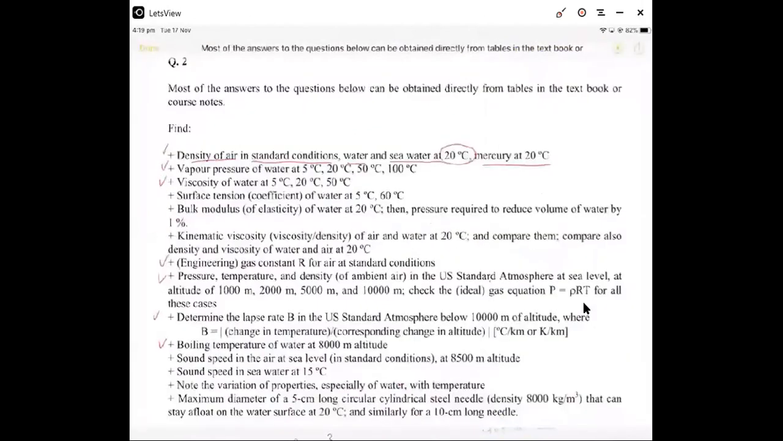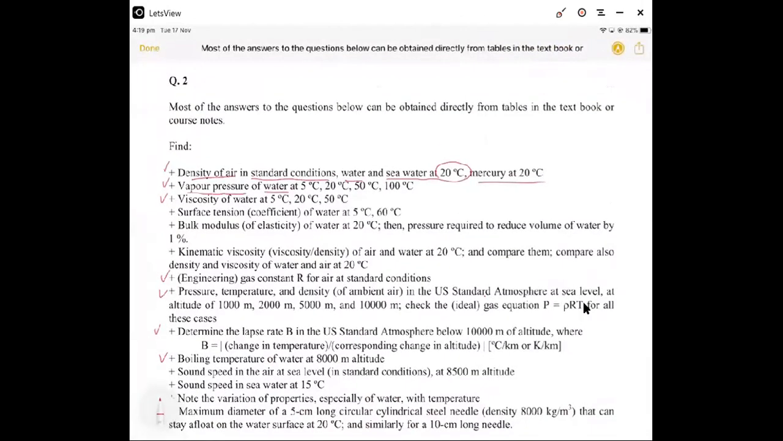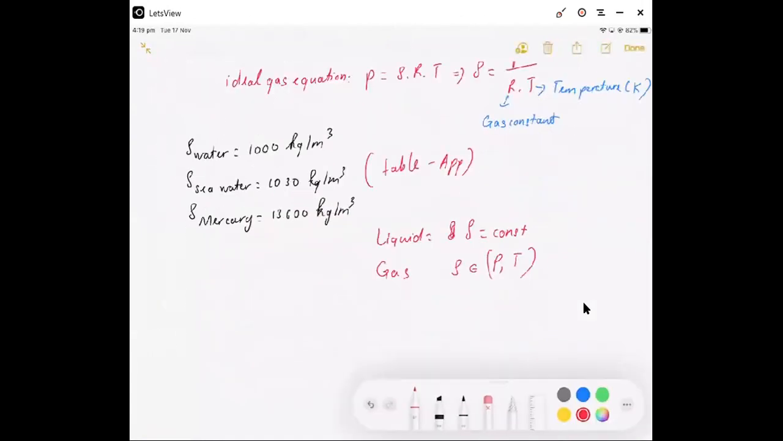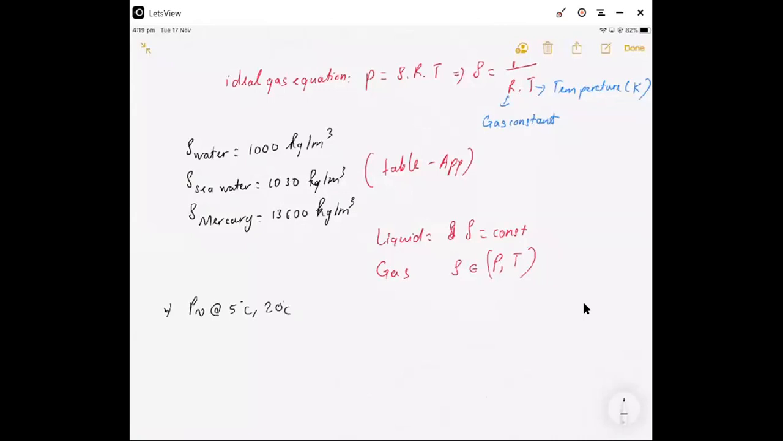Question 2, vapor pressure of water. Yeah, this one. Vapor pressure of water at 5, 20, 50, 100 Celsius. We have to find vapor pressure, it means PV, at 5, 20, 50, and 100 Celsius. What is vapor pressure? What we discussed yesterday, vapor pressure.